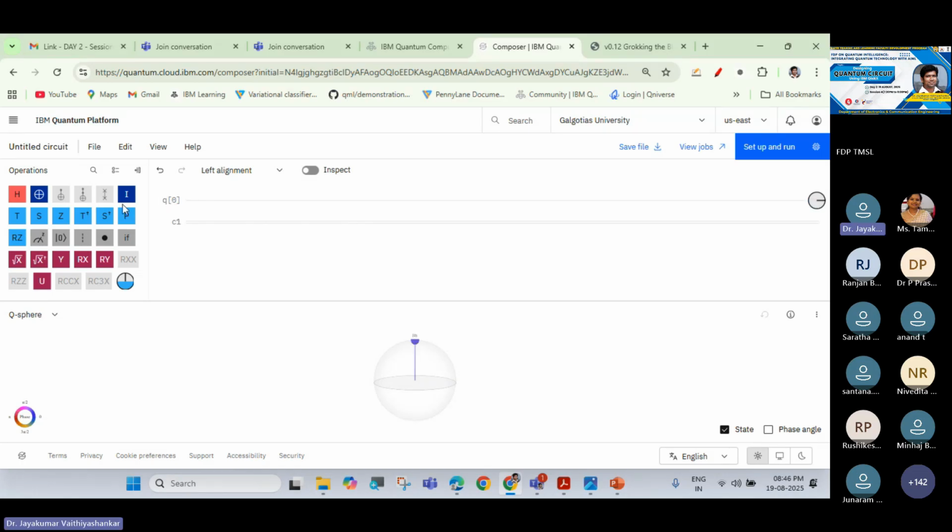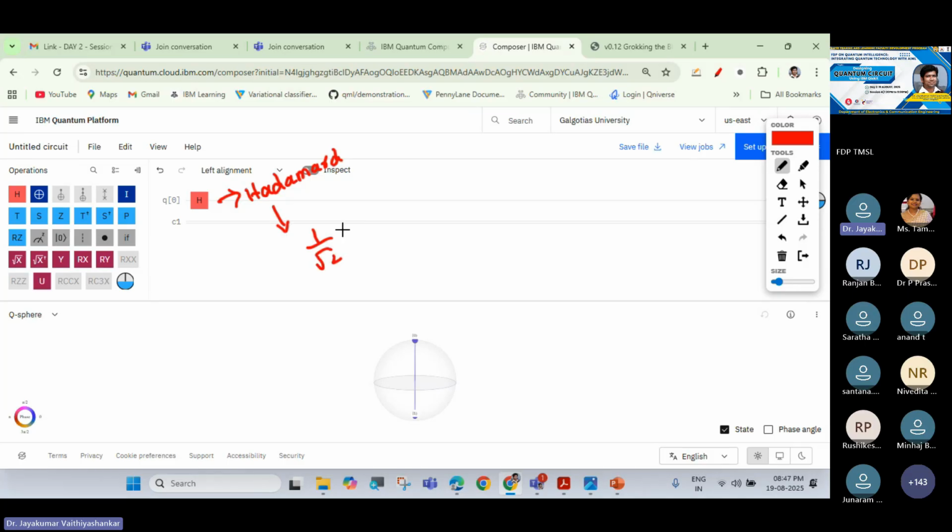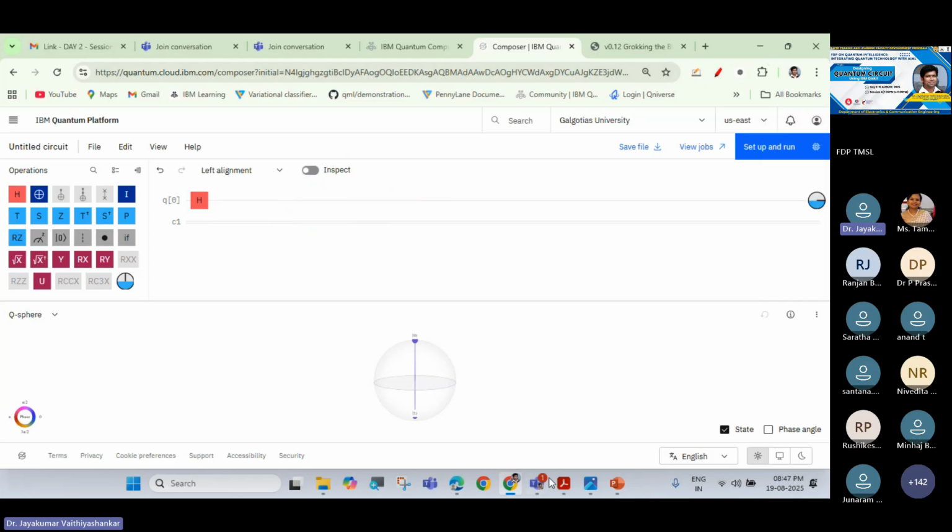Okay, so the next important gate, Hadamard gate. This H gate stands for Hadamard gate. In the theory session, we covered the Hadamard gate. So what is the equation for Hadamard gate? 1 over root 2 multiplied with state 0 plus state 1. This will create equal superposition in the equator. What it means is it will point to both North Pole and South Pole simultaneously.